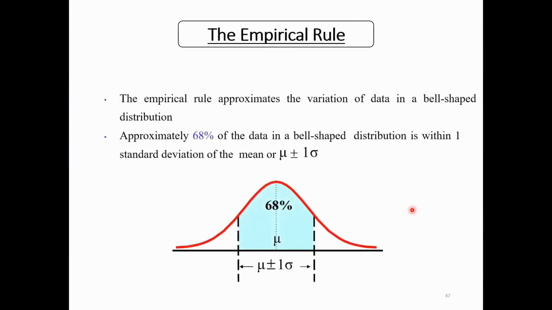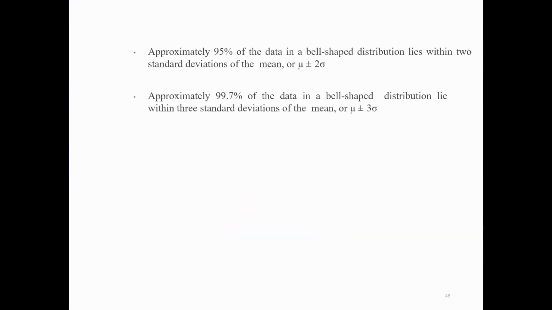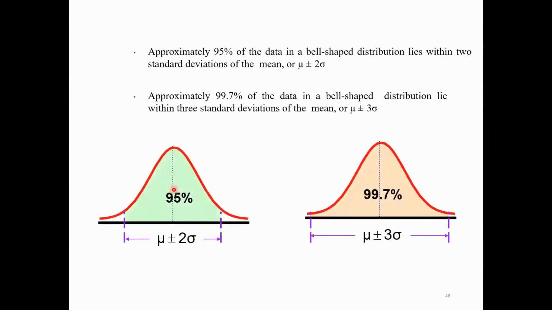Then we also have something called the empirical rule. What does this tell you? This actually tells you again about the distribution. Approximately 68% of the data is in a bell-shaped distribution. That is the condition. If you have a bell-shaped distribution, which means your distribution is symmetric, 68% of your data would be within one standard deviation of the mean. Again, with a bell-shaped distribution, 95% of your data would be within two standard deviations of the mean. And 99.7% of your data would lie within three standard deviations of the mean.